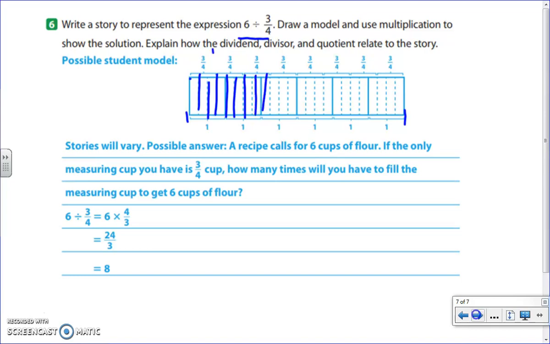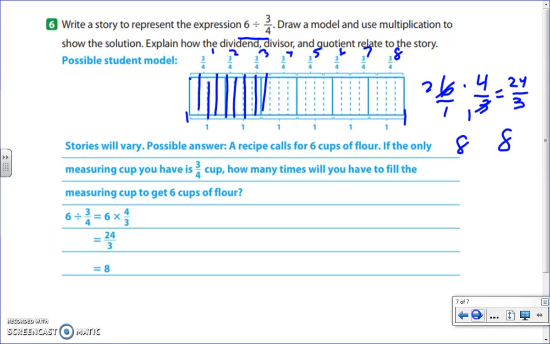You can count how many 3/4: 1, 2, 3, 4, 5, 6, 7, 8 through the model. So 6 divided by 3/4 would be 8. You could also use the keep, change, flip method, like so. 24/3, which is also 8, or you could cross reduce 8 and get it there a little quicker.